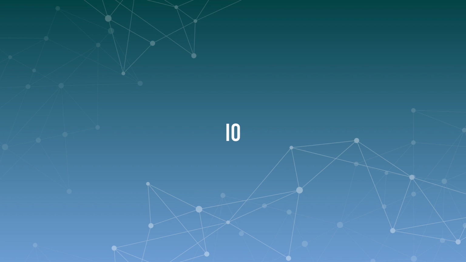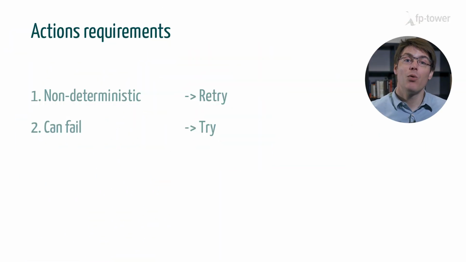Hi everyone! We now have completed the first phase of this module, where we went through several exercises to familiarize ourselves with actions and their specific requirements. In particular, we learned that actions are often non-deterministic. For example, every time we ask for an input from a user, they may answer differently, which means we need to retry actions until certain conditions are met.